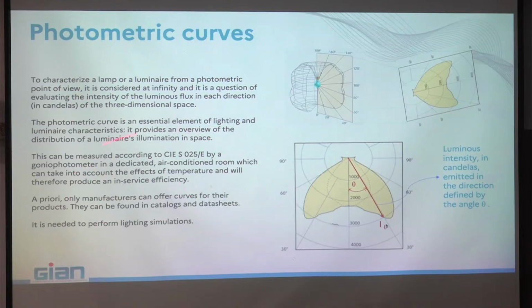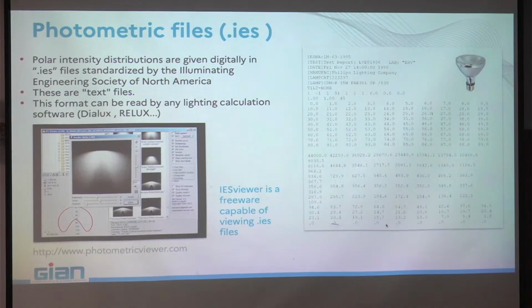These measurements are done by using standards. You don't do the measurements as you want. And as I told you, this kind of values today, you will get in a numerical format that we call the photometric files. And there are two types of photometric files, the .ies or the .ldt, but the .ldt is proprietary, forget it.